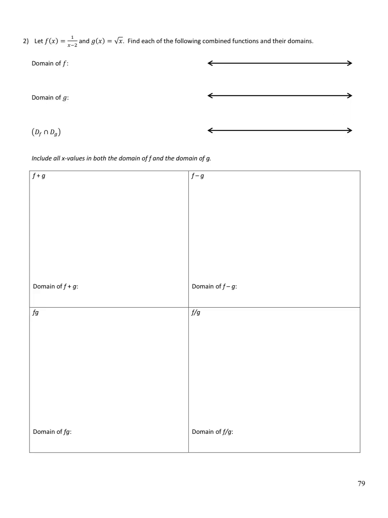Okay, looking at an example, I have f of x and g of x, 1 over x minus 2 and the square root of x, and I want to find each of the combined functions and their domains. To help us find the domain for all of these, I'm going to calculate the intersection of the domain of f and the domain of g. So I'm going to start by drawing the domain of f. The domain is all real numbers except for 2. You can plug any x you want into this formula except for a 2, because a 2 would make the denominator 0, and that's not allowed.